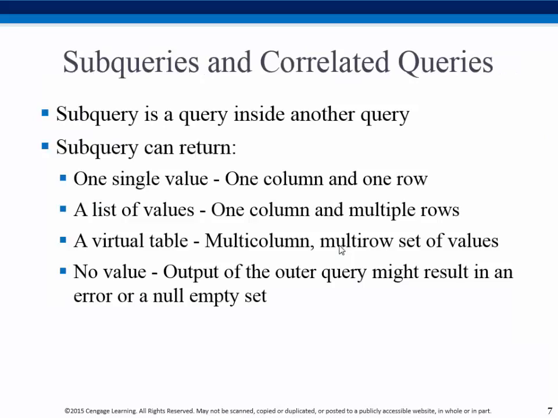Alright, then it talks about subqueries and correlated queries. A subquery is a query inside another query. Subqueries can return one single value, one column and one row. A list of values, one column and multiple rows. A virtual table, which is multi-column, multi-row, or no value. The output of the outer query might result in an error or a null or empty set.